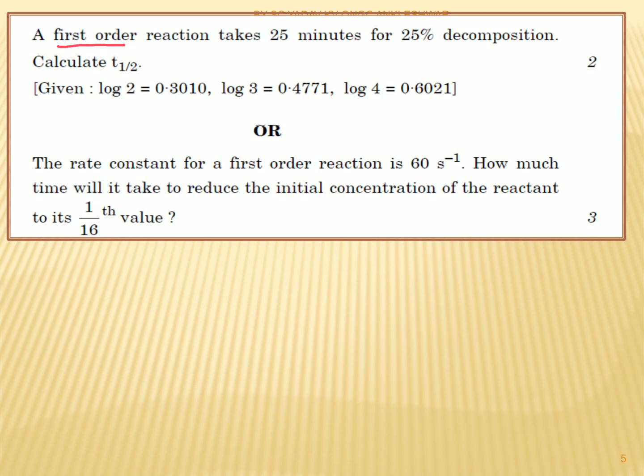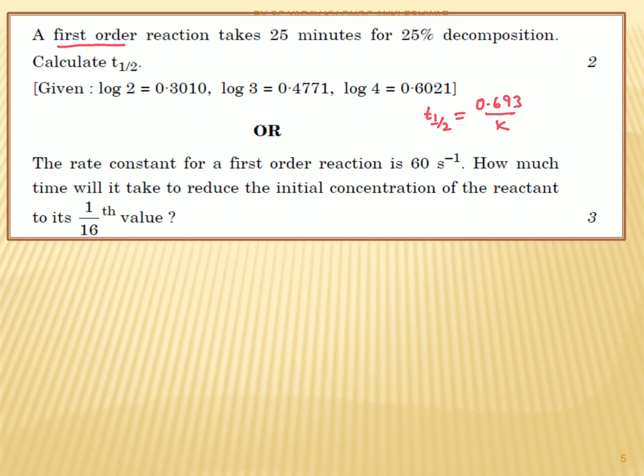So you know that for a first order reaction, 25% decomposition takes place in 25 minutes, and the values of log 2, log 3 and log 4 are given. This question was asked in the year 2020. You know that to calculate the half life time period for a first order reaction, the formula is 0.693 by k. So first of all we have to find the value of k.